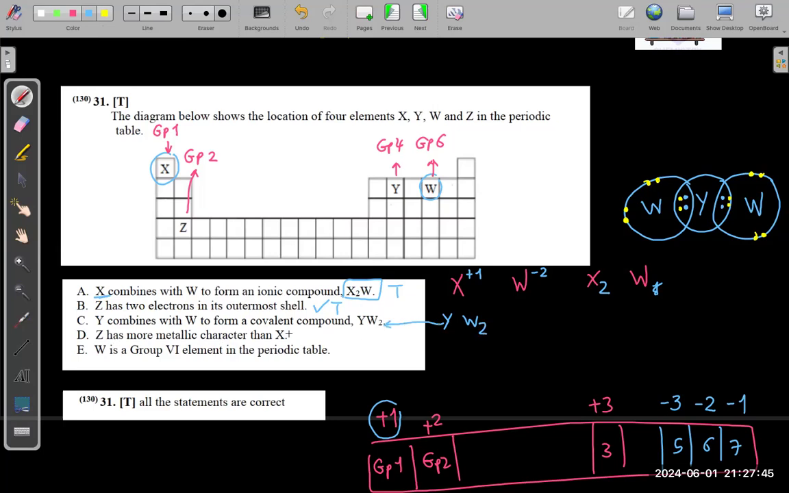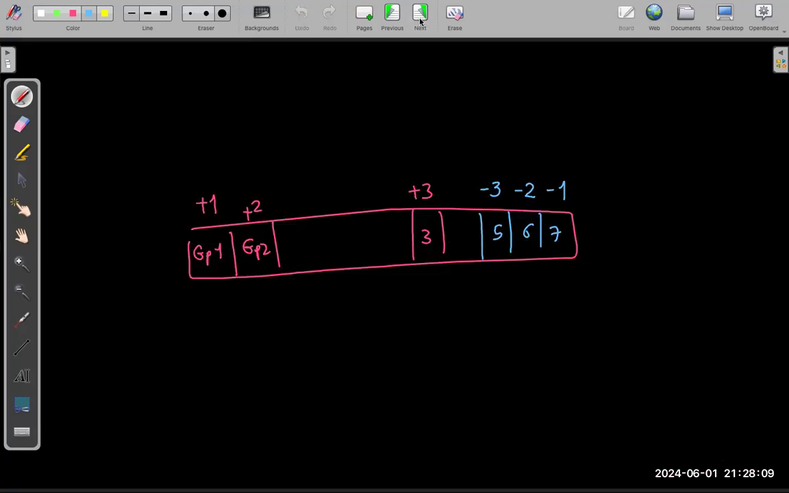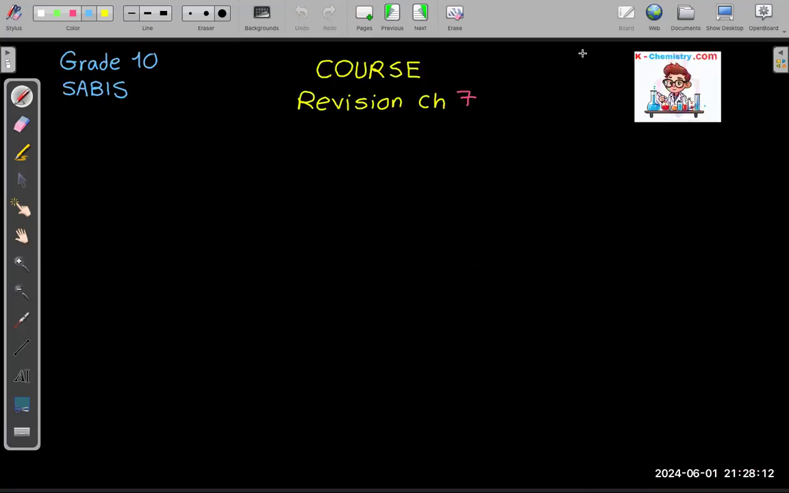Z has more metallic character than X. Is that correct? This is also a difficult question, but it is true. You should not take this one now. It's a little bit more advanced, but he has given this question, so we have to answer it. It's true, yes, it has more metallic character. W is a group 6 element in the periodic table. Yes, this is group 6. Correct. So all of them are true, and that was our last question. Just close the recording.